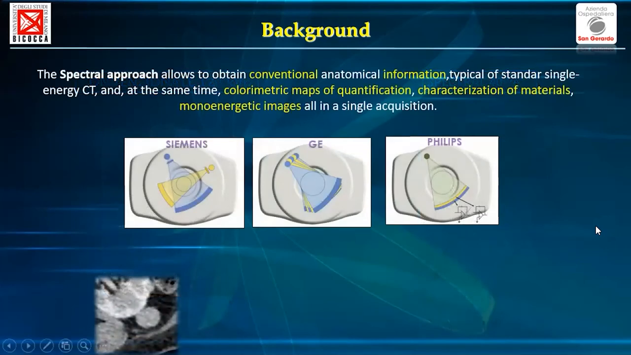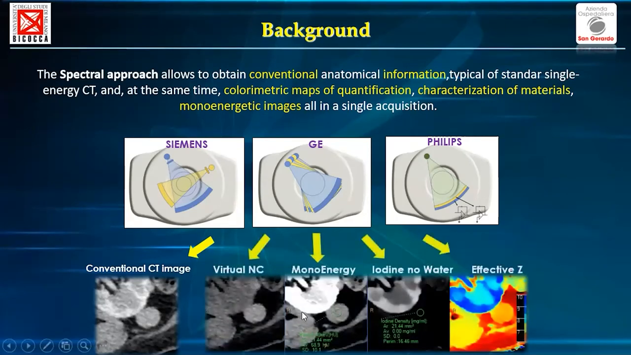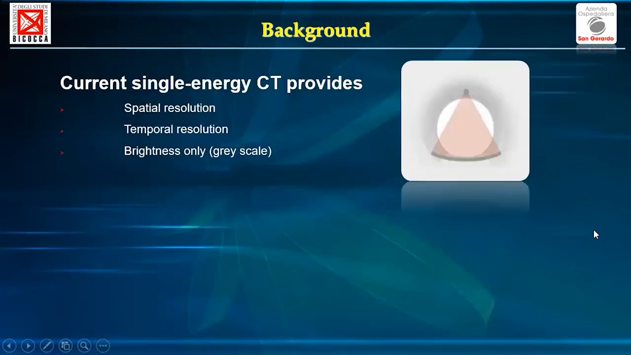What does it mean? It means that the spectral CT approach allows us to obtain the conventional anatomical information, typical of standard single energetic level, and at the same time, we can obtain a colorimetric map specific for each component. We can delete the iodine and obtain virtual non-contrast. We can highlight only the Z-effective of each specific tissue, or we can quantify the iodine, and so on with different applications. So the old CT scanner usually offers very high spatial resolution, very high temporal resolution, and brightness only, so based on grayscale.